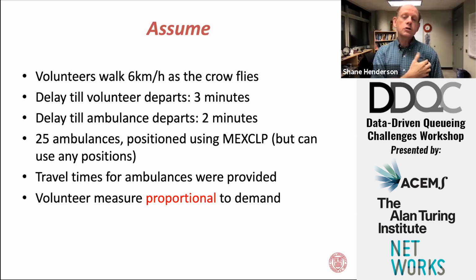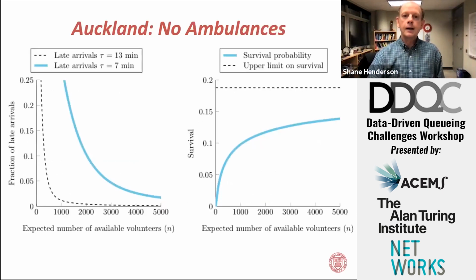Because we are not sure about the volunteer locations, first of all, I'm just going to fix them as being proportional to demand, the demand for out-of-hospital cardiac arrest. Later we'll do some optimization, but for now just assume that the volunteers are positioned somehow in proportion to demand. And here are the pictures that are straightforward to compute now using the ideas we've just talked about.